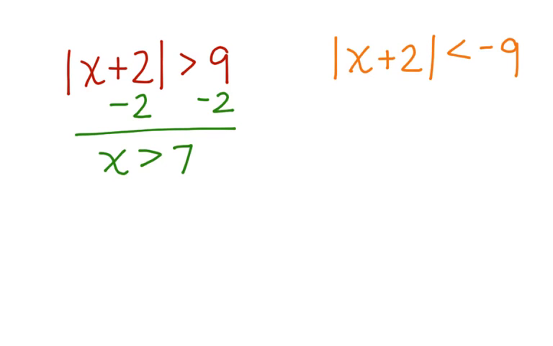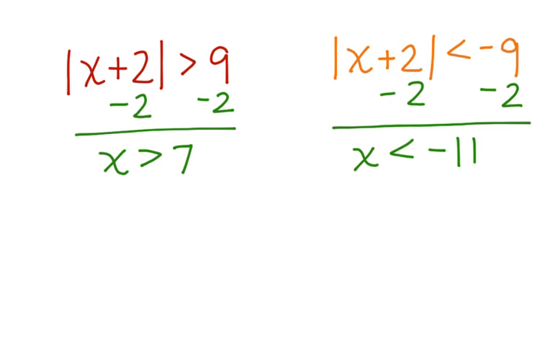Now let's solve this one. Subtract 2 from both sides, and we have x is less than negative 11. Now let's graph these solutions on a number line.